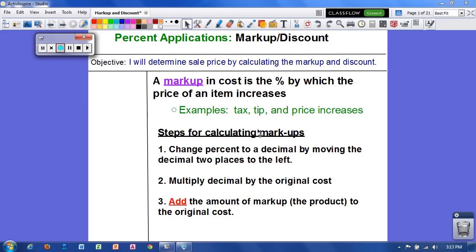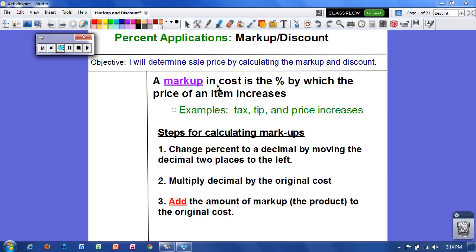Hey guys! Alright, so today we are talking about markup and discount. Your objective is to determine the sale price by calculating markup and discount. This is a topic that you probably hear about a lot, especially when you're shopping, but this may be the first time that you've actually calculated a markup or a discount.